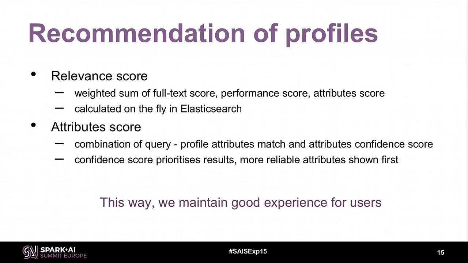Later on, when we recommend profiles based on a search query, we calculate a relevance score. This score is a weighted sum of full text search score, performance score, and attribute score. Here the attribute score is the important one because it's a combination of how well attributes of a profile match attributes of a search query, and at the same time, how reliable the predictions of those attributes are. So the confidence score mentioned on the previous slide is used to prioritize results.